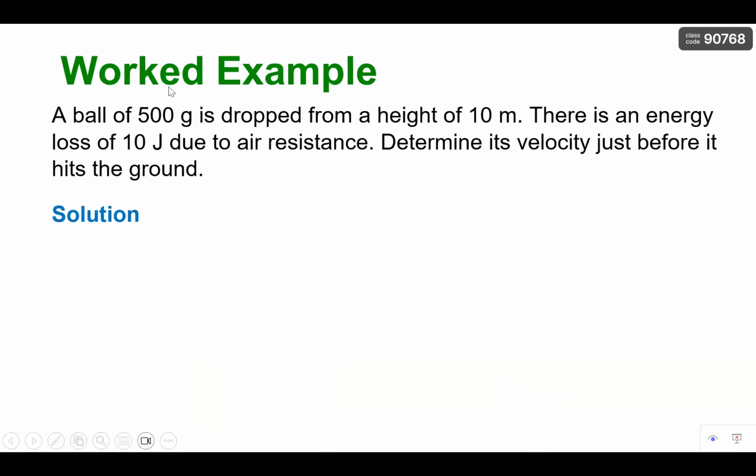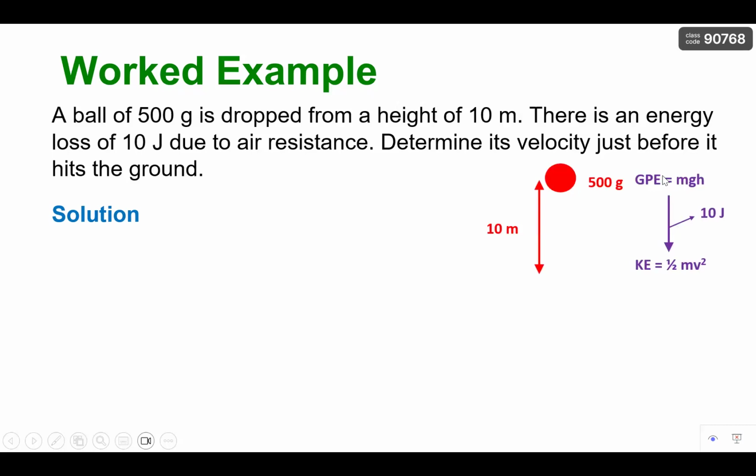Okay, next. The same question, a ball of 500 grams is again dropped from a height of 10 meters, but now there is an energy loss of 10 joules due to air resistance. Determine its velocity just before it hits the ground. Again, I'm going to draw my diagram. A 500 grams ball is dropping down. Okay, so again, GPE is being converted into KE, but in this case, I'm going to draw an arrow out.